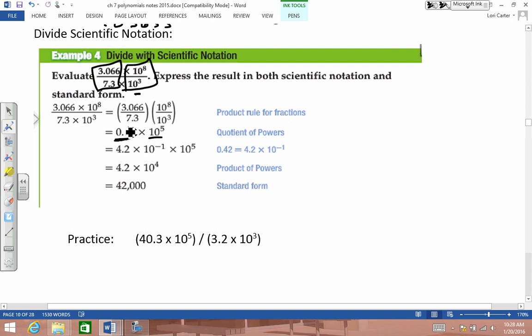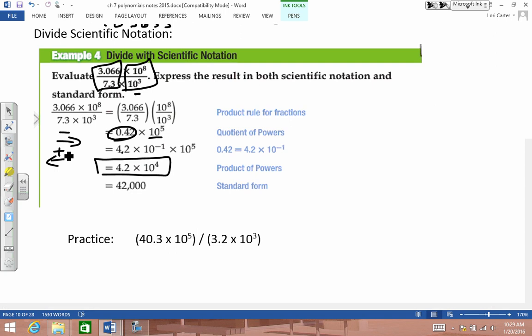What's wrong with this? It doesn't have a whole number. So this time, instead of going to the left, I'm going to go to the right. So it's 4.2, but I'm going to the right. What do I have to do? Add 1 or subtract 1? Subtract 1. So 5 minus 1 is 4. So if I go this direction, I'm subtracting. This direction, I am adding. Questions?